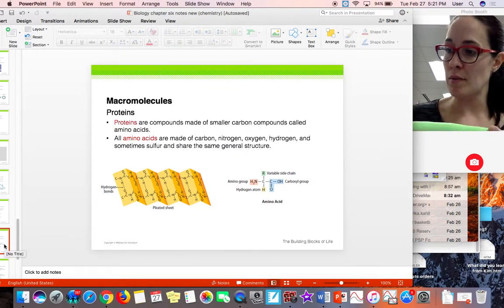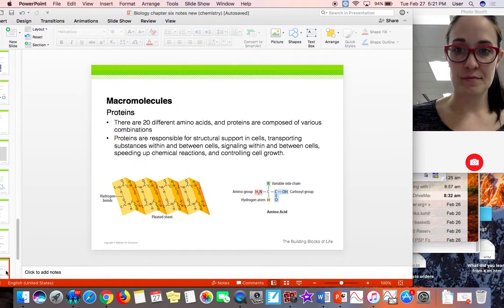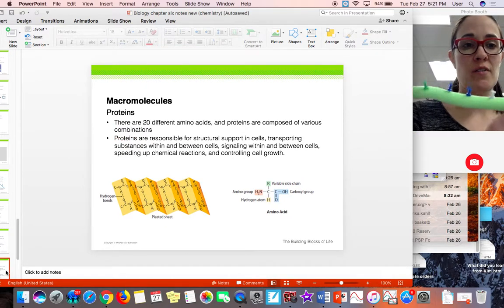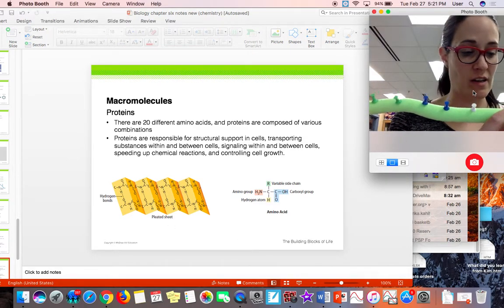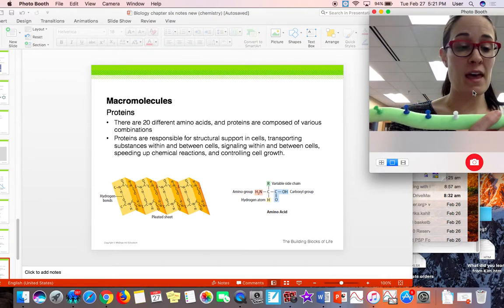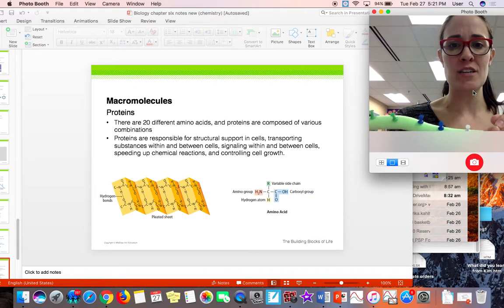Amino acids are the building blocks. And there are 20 different amino acids, or 20 different colors of thumbtacks, but I don't have 20. I only have like 5, okay? And they can be in various combinations.